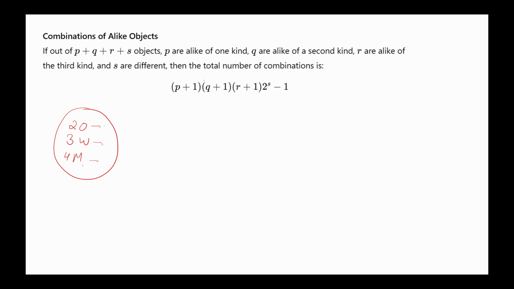Now here they've told us that S are different. However, if I take this example, what would be my total number of ways? My ways would become (2 plus 1) into (3 plus 1) into (4 plus 1) minus 1. Now 2 to the power 0 would be here, because the number of different objects is 0, so that wouldn't be considered. So this is how I find my combination of alike objects.